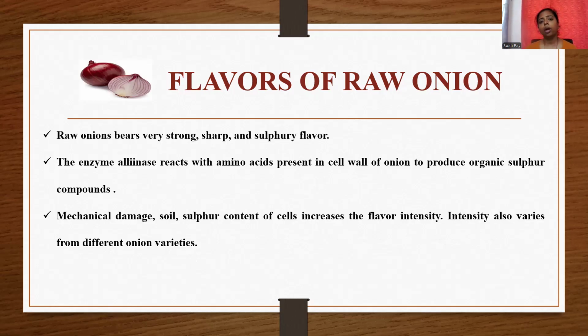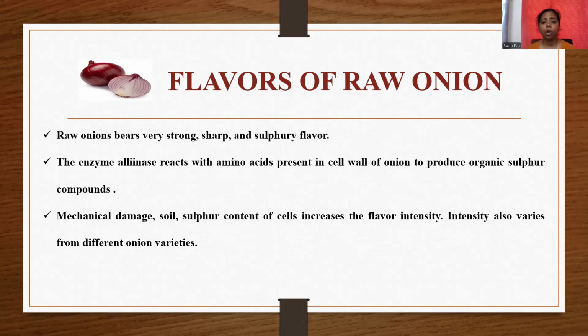So whenever we talk about the pungency and the strong flavor of onion, there are several factors which determine all these reactions. The first and foremost factor is the mechanical damage. That means the amount of mechanical damage that has been done to the onion actually determines its flavor and the amount of lacrimator it is releasing to cause tears in our eyes.